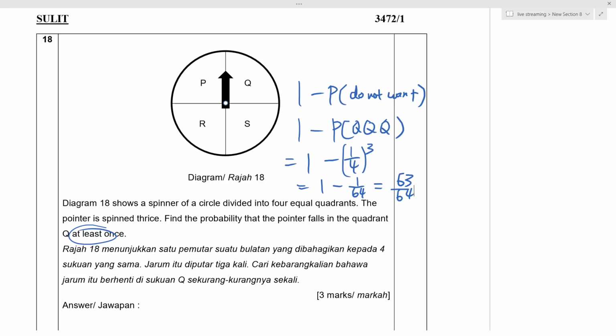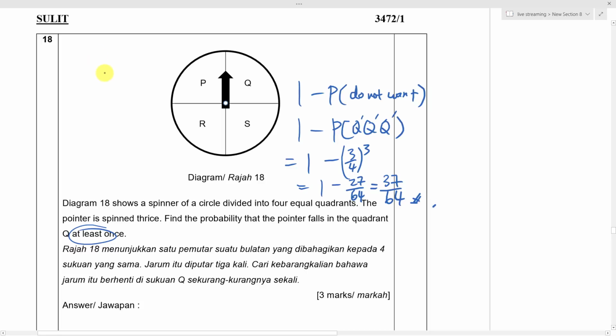For at least 1 Q, the probability I do not want is not Q. It's not Q because triple Q is just one of them; you have 1 Q and P and R, and 1 Q and R and S. So I need to subtract not Q, because not Q is the probability I do not want, since it's at least 1 Q. So this is 3 over 4 power of 3, which is 27 over 64. So it's just like this, and you will get 37 over 64.